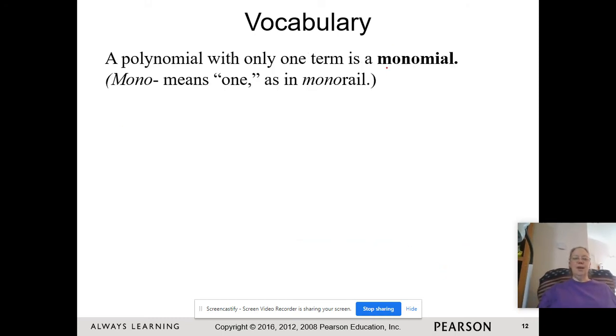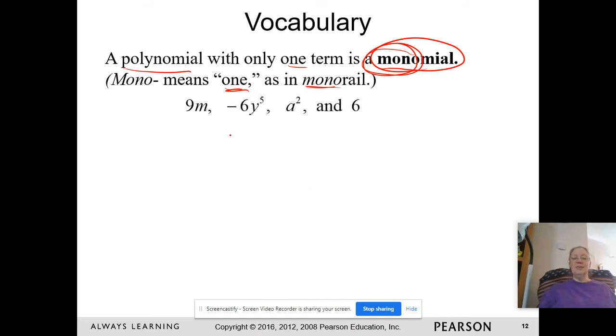Okay, some more vocabulary, lots of vocabulary in this section. A monomial is a polynomial that has one term. You guys know that this prefix mono means one. There are lots of things that have this prefix. For example, the monorail that we have, that means it has one rail. These are examples of polynomials with exactly one term.